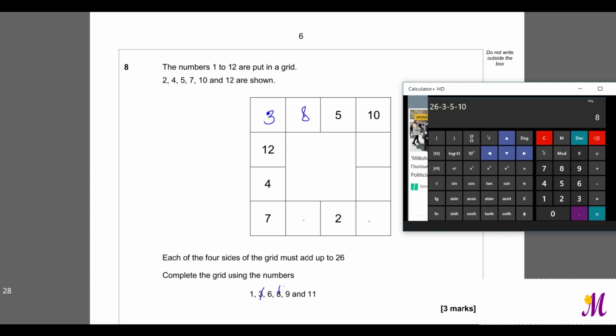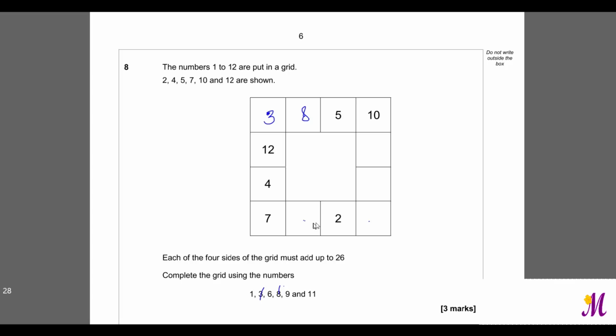So let's do the calculator computation again. They should add up to 26. So 26, take away 7, and then take away 2. We've got 17. And 17 must split up into this and this. Since we have 1, 6, 9, and 11 left, the only 2 numbers that can make 17 are 11 and 6. So if we put 6 here, 11 here. We don't know yet if it is the right order.